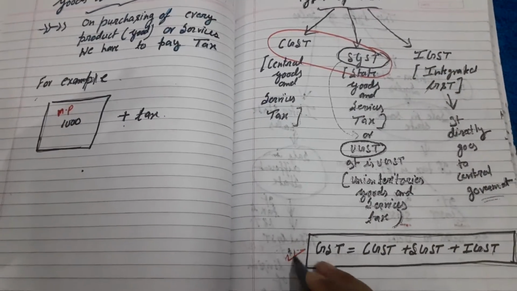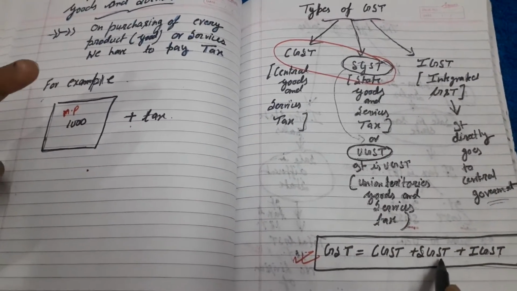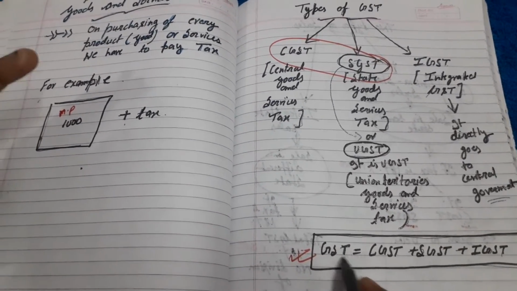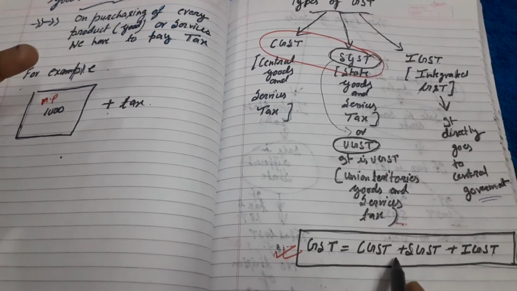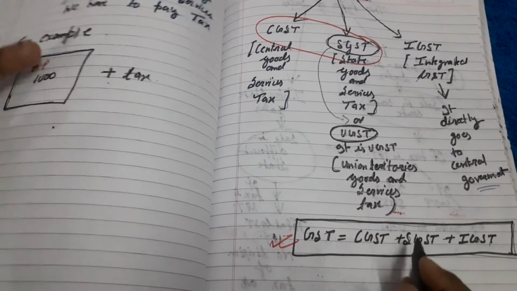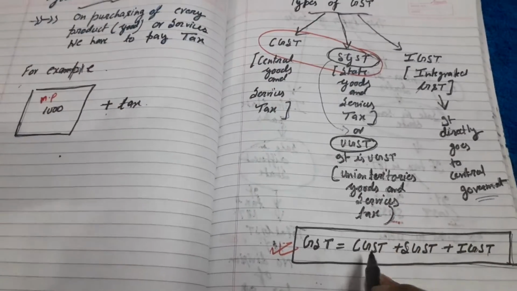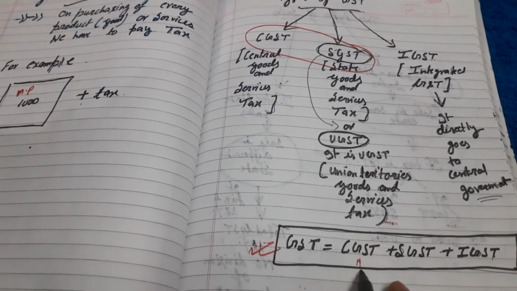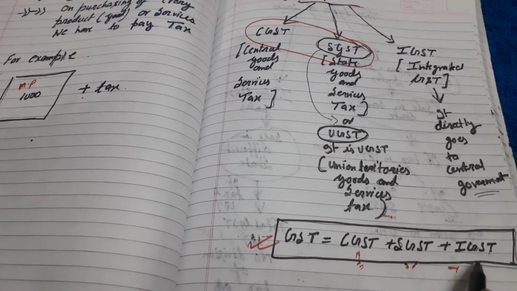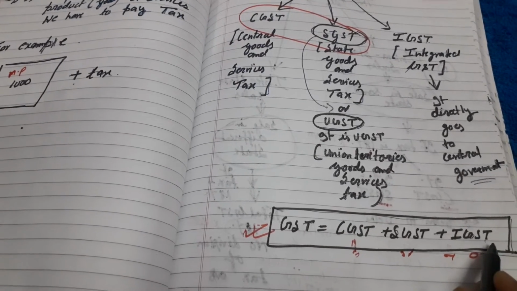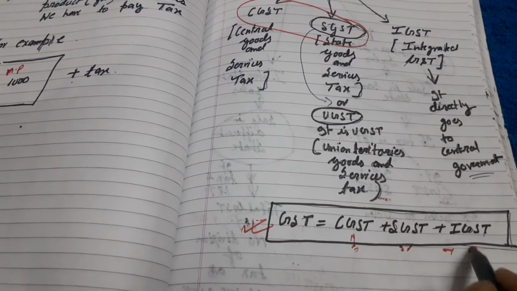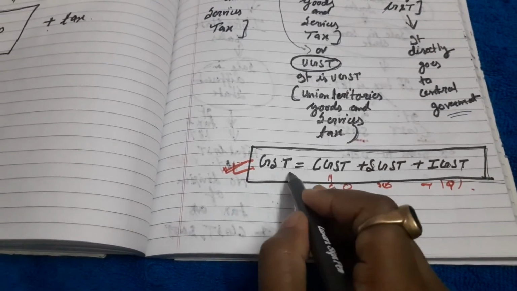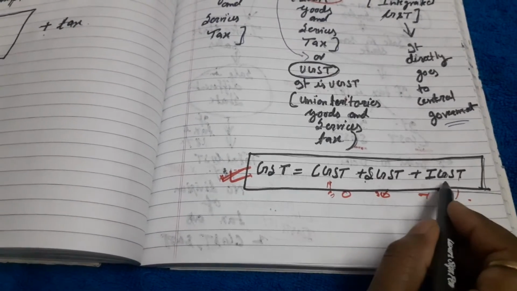That's why I made this formula: GST means what? CGST plus SGST plus IGST. Total GST is what? CGST, that is central government GST, plus state government GST plus IGST. If the selling is intra-state, meaning in the same state, then this plus this will have values like 9%, and this will be 0 because this is for intra-state. And if selling is interstate, then the whole value will be written here only, and this will be 0. That's why I made this formula, GST is equal to CGST plus SGST plus IGST.